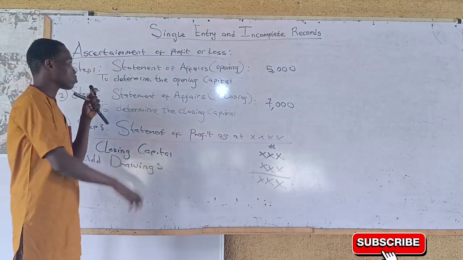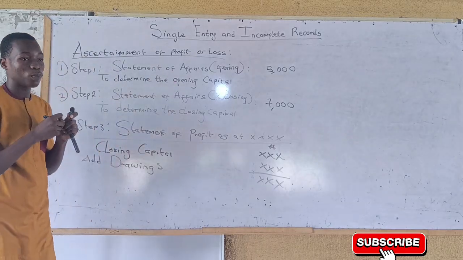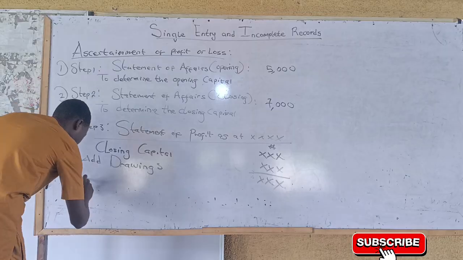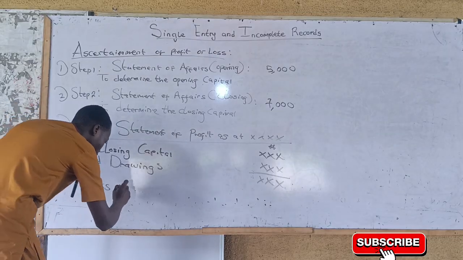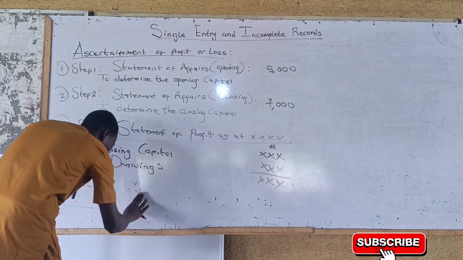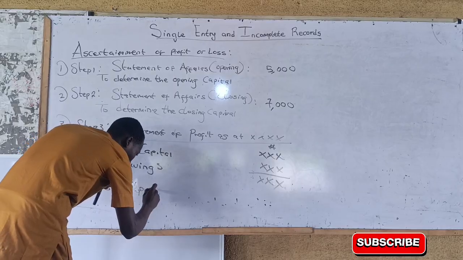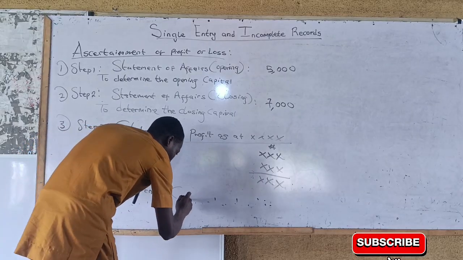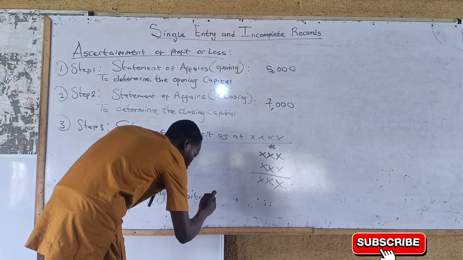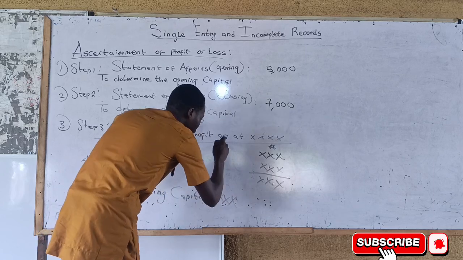Now, the opening capital, what you use to start the business, will be subtracted. So you are going to less that. Less opening capital. So the amount will be here.